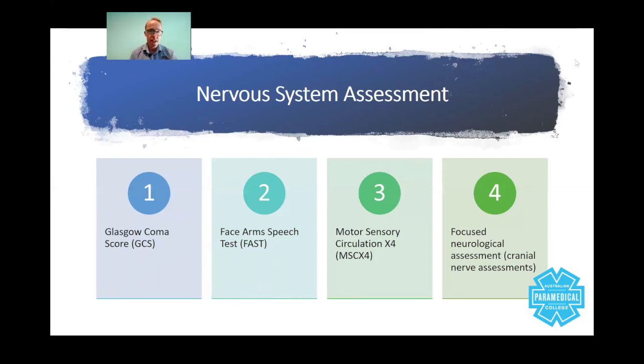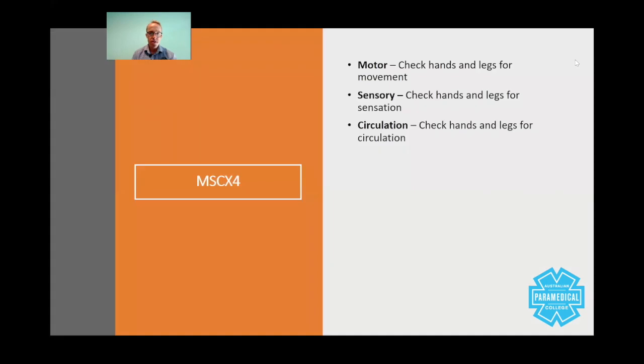This next nervous system assessment is a mini neuro assessment called motor sensory circulation times 4. This is something as simple as checking the hands and legs for movement. So get the patient to squeeze both hands, put some pressure against the leg and say move both legs. And if they can move both their arms and legs, that's motor, that's great. Sensory, get them to close their eyes, tap on one of their legs, tap on the other leg, and then the arms and so forth. And if they can feel everything, then that's sensory. And then there's circulation, feel for a pulse in all 4 limbs. And if they have all of those present, then that's MSC times 4.